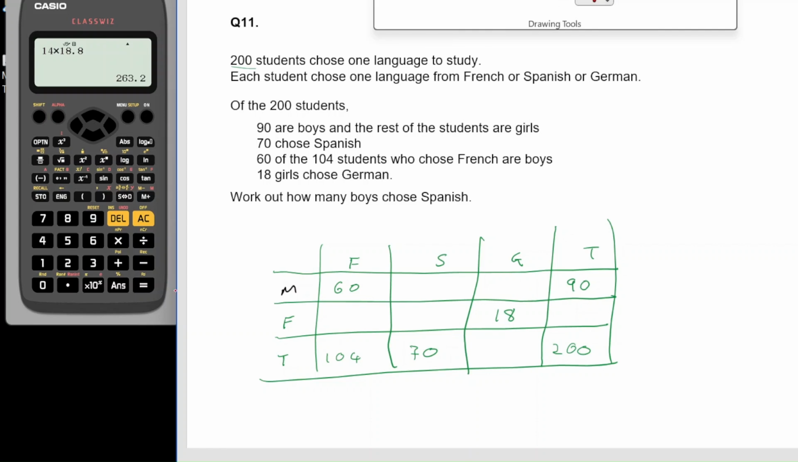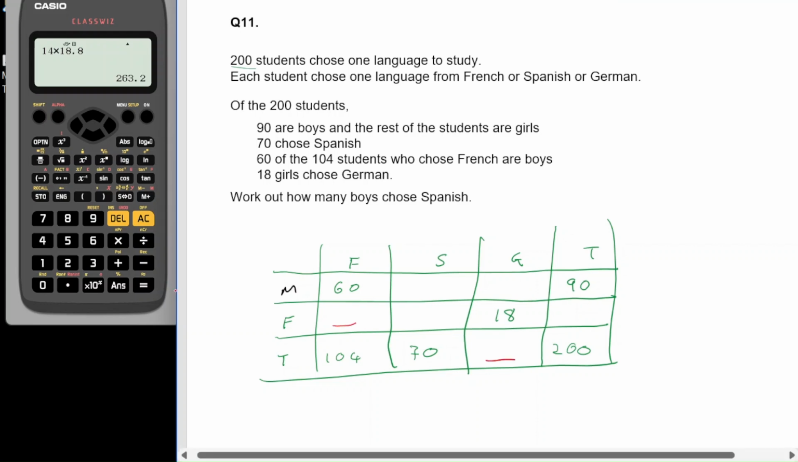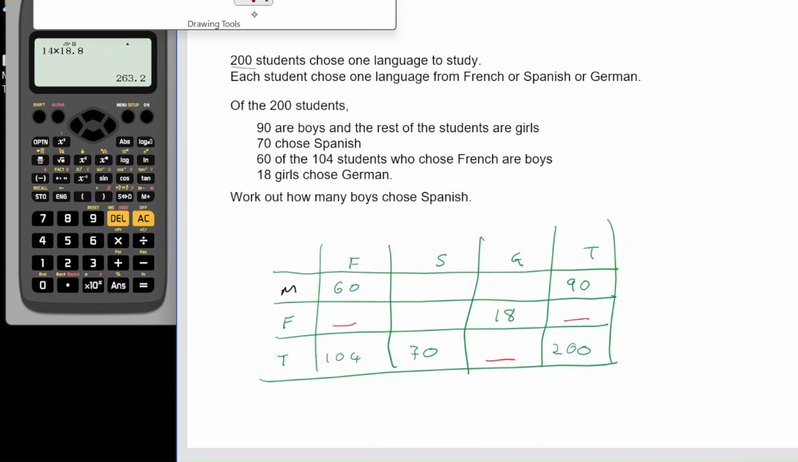I've just entered data from the question. My second layer is the ones that I can work out from this information. At the same time, I'm going to highlight the one that I'm trying to work out: work out the number of boys who chose Spanish. So this is the one that I'm actually trying to work out. Right, back to my next layer.